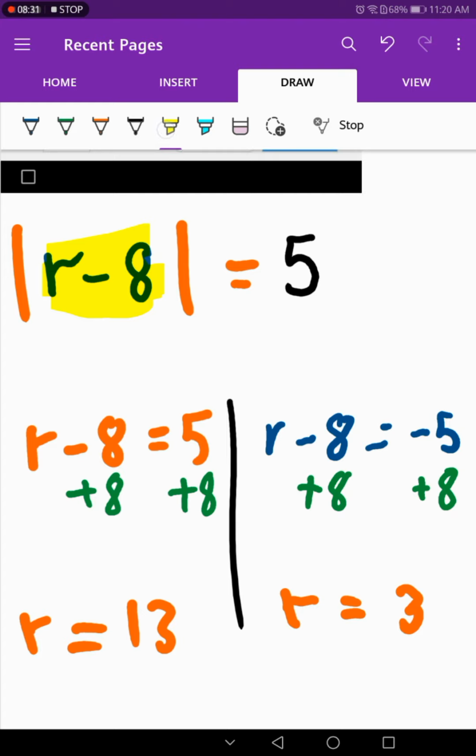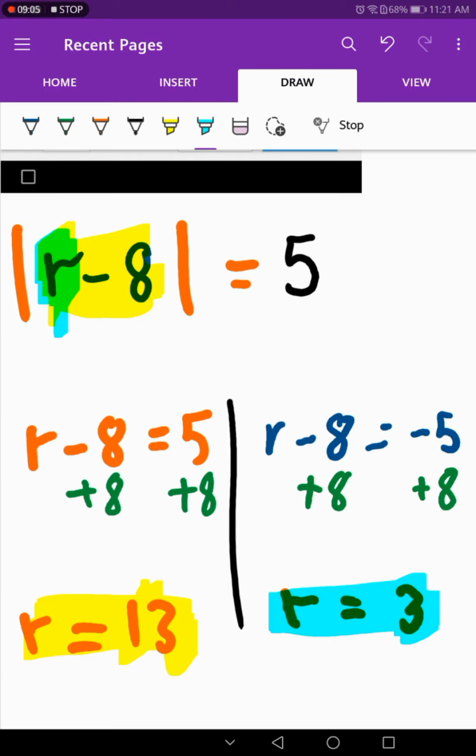When I set the 13 instead of the r here, 13 minus 8 equals 5, and the absolute value of 5 is equal to 5. So this is one of the solutions. Now the r, Mahmoud. We can replace it with 3 instead of the r. It will be negative 5, and the absolute value of negative 5 is equal to 5. So it is correct. This is the second solution.